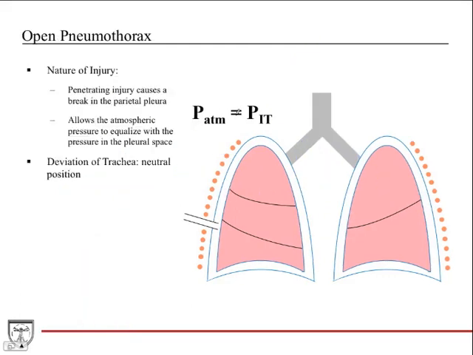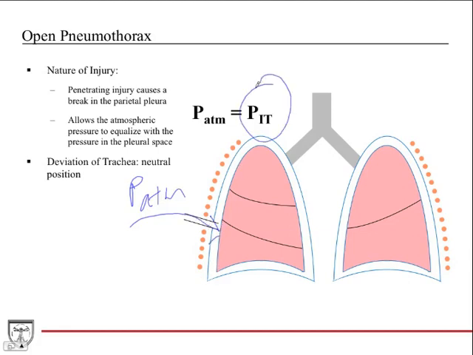So an open pneumothorax, this is the first type. This is kind of your standard, what everyone thinks of when they think of a pneumothorax. It's due to penetrating injury, so a gunshot wound, a stab wound, and it causes a break in the parietal pleura, and we show that here. And what that does is it creates a channel with the outside air. And so what happens is that atmospheric air out here can travel down this pressure gradient into the pleural space here.